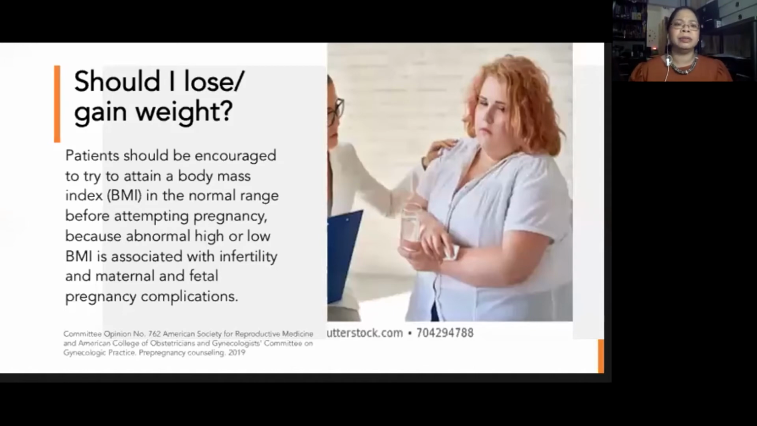Now your patients ask you, "Doctor, should I lose or gain weight?" Patients should be encouraged to try to attain a BMI within the normal range before attempting pregnancy because high or low BMI is associated with infertility and maternal and fetal pregnancy complications. The reproductive risks of obesity include, but are not limited to, infertility, miscarriage, birth defects, preterm delivery, gestational diabetes, gestational hypertension, cesarean delivery, and thromboembolic events.